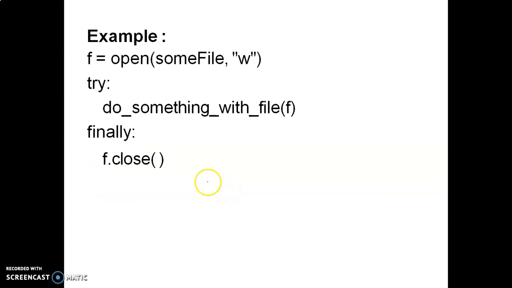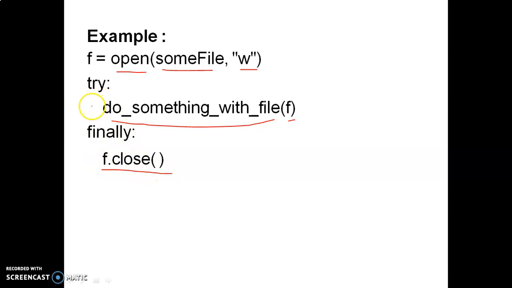This is a small example. Say, for example, I'm opening a file with the open statement, some file name, in write mode. We are doing something with that particular file, say trying to read the file data or writing some information into the file. After doing this, we go for the finally and f.close.